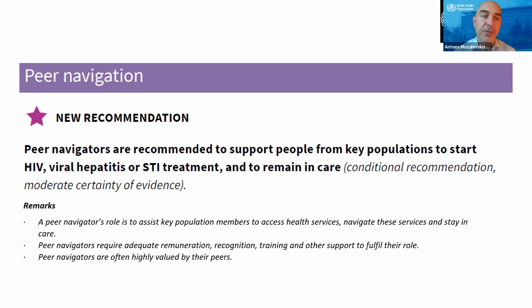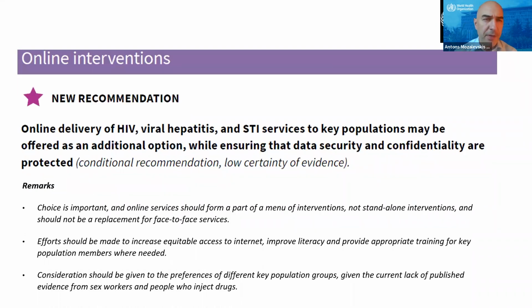One of those interventions is so-called peer navigation. And there was strong enough evidence to develop proper recommendations. Now we know that peer navigators are recommended to support people from key populations to start treatment of HIV and hepatitis and STI and to remain in care. It is also important to remember that the peer navigator's role is to assist members of key populations, and they should be treated as equal providers, and they should have adequate remuneration, recognition, and training. Peer navigators also were often highly valued by their peers. Next slide. I think it could be the last slide.